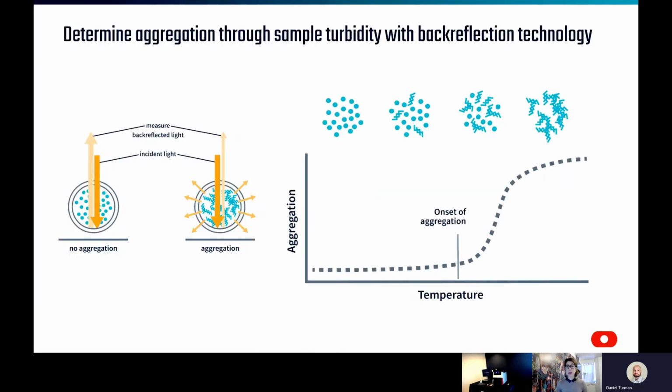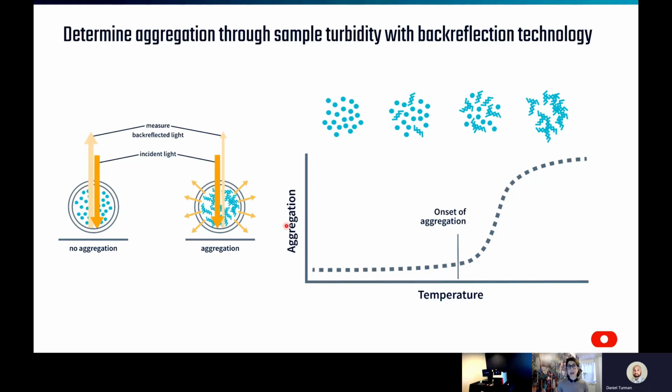So to determine the presence of large protein aggregates in solution, we are going to use back reflection technology to probe sample turbidity. Back reflection measures the amount of light attenuated by a sample. In the figure on the left here, we have the cross-section of two capillaries sitting on the mirrored surface of the sample tray. In a sample where no aggregation is occurring, the incident light is directed into the sample capillary, and roughly 100% of that light is back reflected to the detector.